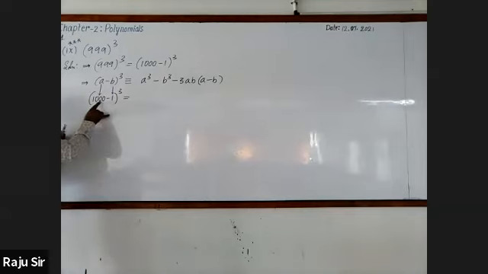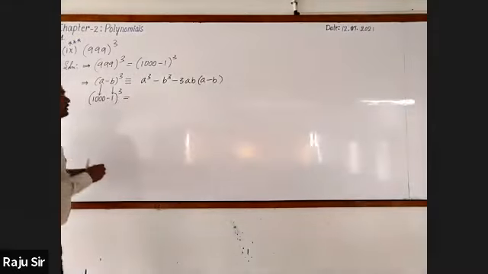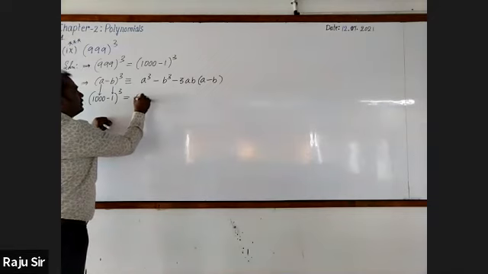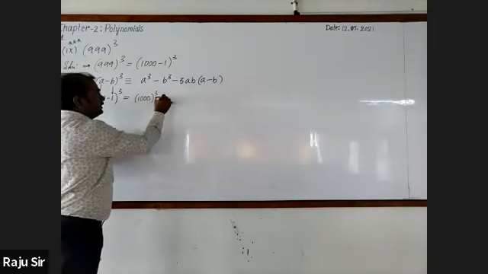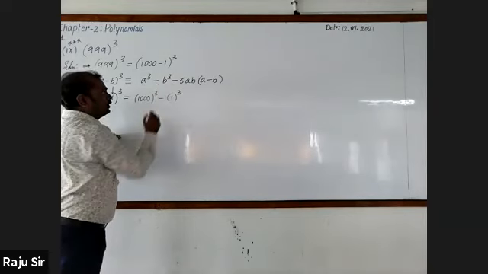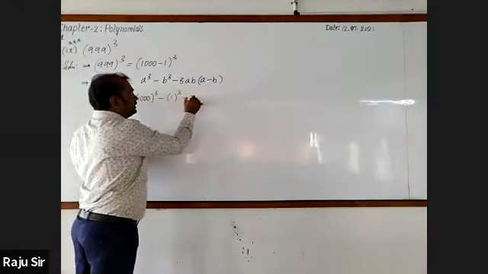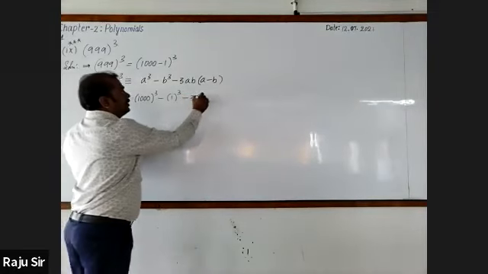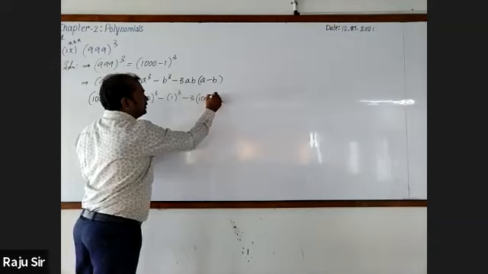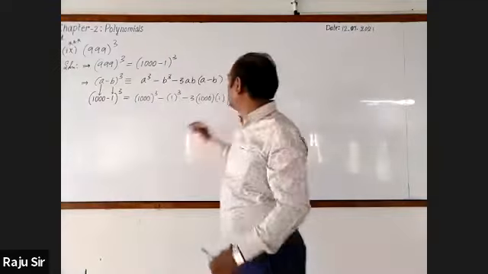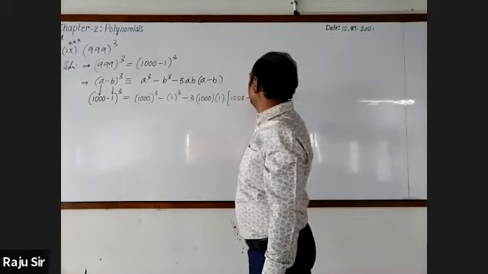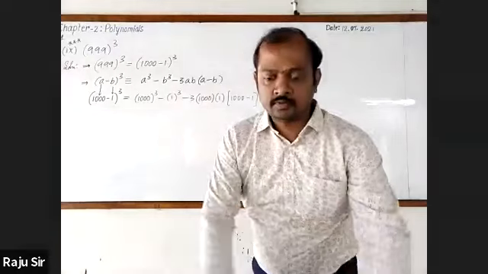So let us write 1000 in place of A and 1 in place of B. Write with me. It is 1000 whole cube minus 1 whole cube minus 3 into 1000 into 1 into 1000 minus 1. Wait.